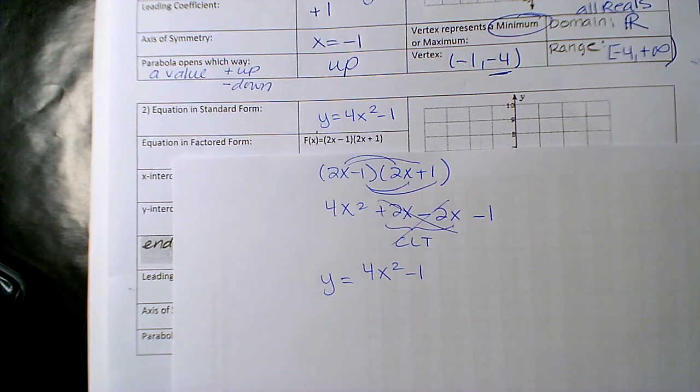So the way you go from factored to standard is by that distributive property, just that repetitive work.